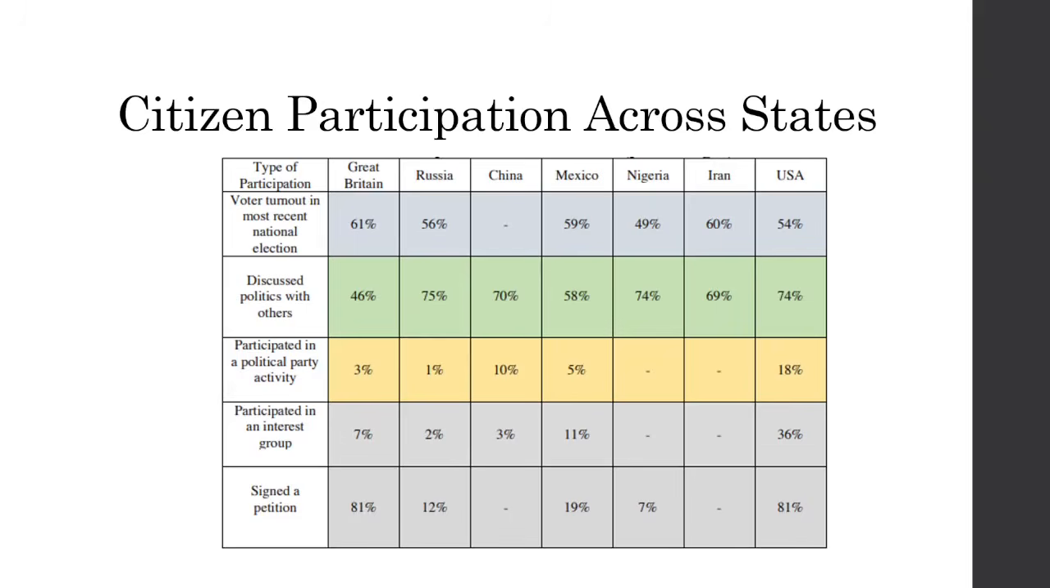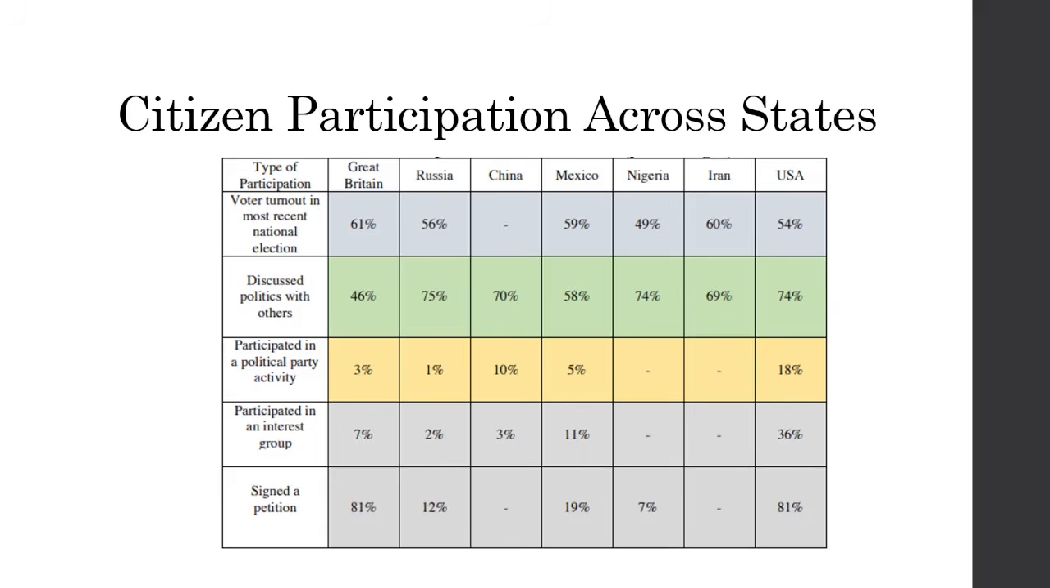So let's look at citizen participation across the states. We have our democratic regimes. I'm going to say Great Britain, Mexico, and Nigeria are democratic regimes. I have the USA here just as a comparison point. The graph just came with it; I didn't make it. And then we have our authoritarian regimes: Russia, China, and Iran. Now look here. China doesn't even provide any value for voter turnout in the most recent national election, because guess what? They don't have national elections.